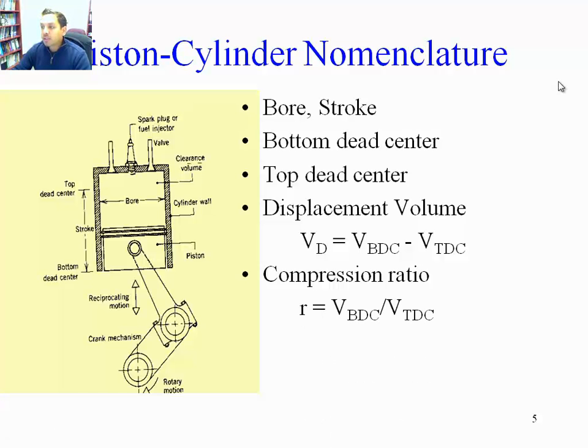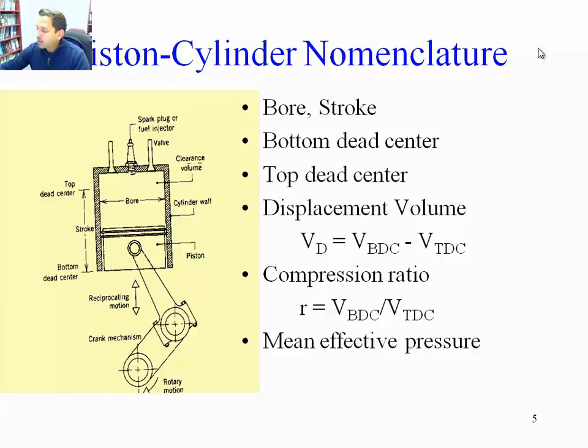The compression ratio is a very important number in internal combustion engines, and it's essentially the ratio of the volume in the cylinder when the piston is at the bottom dead center to the volume in the cylinder when the piston is at the top dead center. So that's the compression ratio. As I said, in gasoline engines, the ones which implement the Otto cycle, the compression ratio is less than on diesel engines, because diesel engines are a compression ignition type of engine.